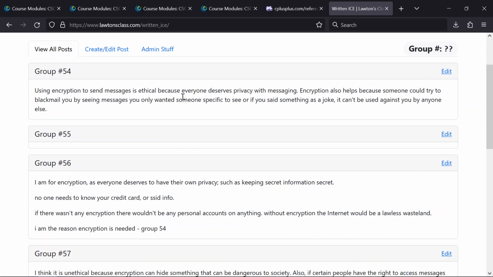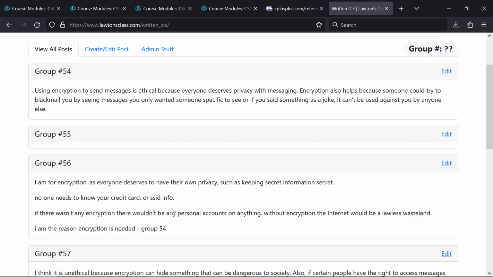So even, using encryption is good because everyone deserves privacy. Yeah, it's all about our right to privacy. It helps because someone could try to blackmail you if they saw your messages. Good, because that would be very easy at that point. They could just look in.